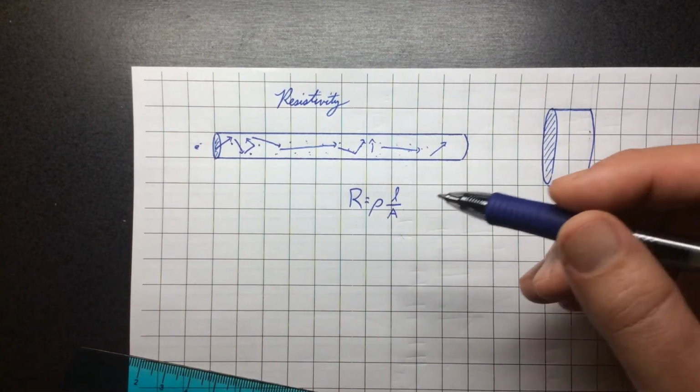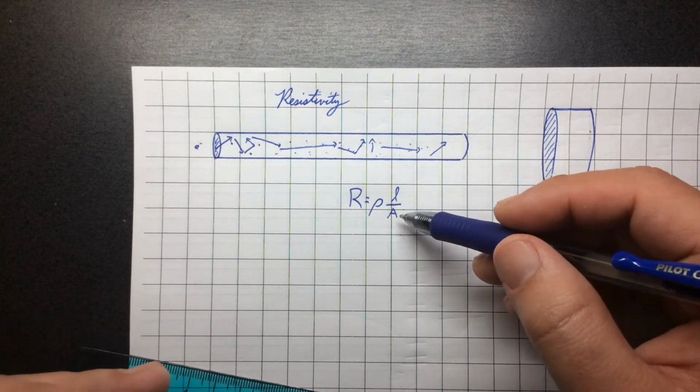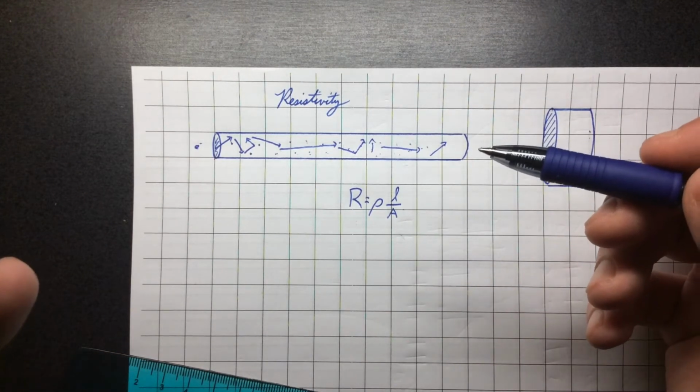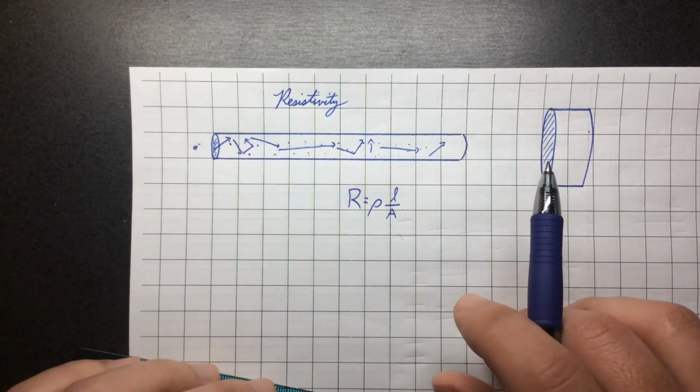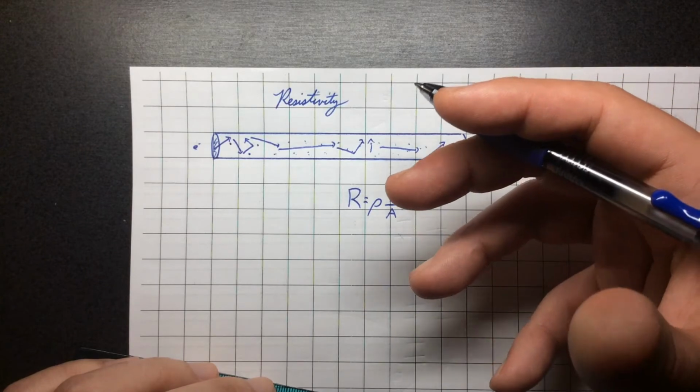All right. Now, as far as area goes, if I were to double the cross-sectional area of this thing, then that would also reduce the resistance because you're given more area for this stuff to go through. If I were to make it skinnier, then my resistance will shoot up.